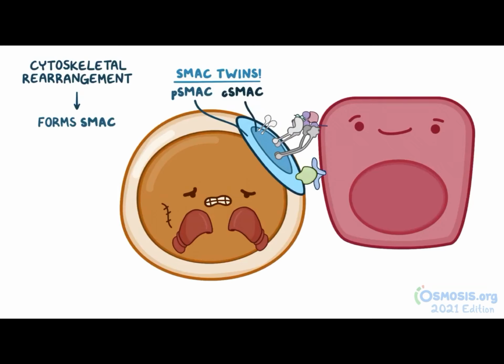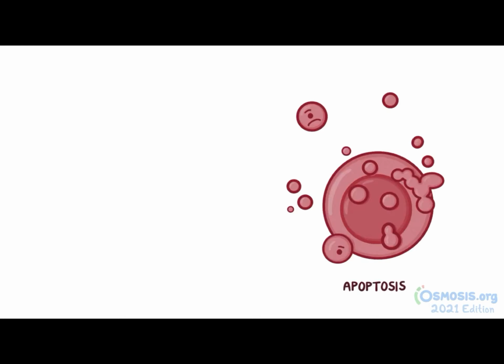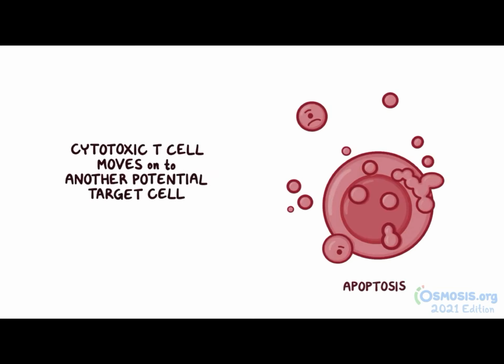So the two cells are locked in this tight death embrace when the cytotoxic T cell starts to release its granules, which contain perforin and granzymes. Perforin starts to punch holes in the lipid bilayer of the target cell, and granzymes, which are serine proteases, activate caspases in the target cell, making it undergo apoptosis. Fortunately, the killing is swift and specific, meaning that neighboring cells don't get harmed. And the cytotoxic T cell usually disengages from its target cell and moves on to another potential target cell before the first cell has even completed apoptosis.